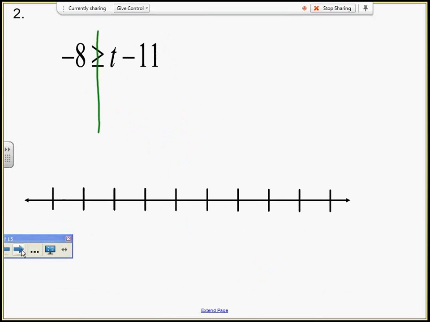I've got negative 8 is greater than or equal to t minus 11. So in order to isolate t, I'll add 11 to both sides. And I end up with 3. Bring down that inequality. Don't forget the same exact one as you had up there. 3 is greater than or equal to t. Oh, and t is isolated. I'm all done. So let's see, this will be 3. And I'll put a circle in 3 because that's one of my endpoints.